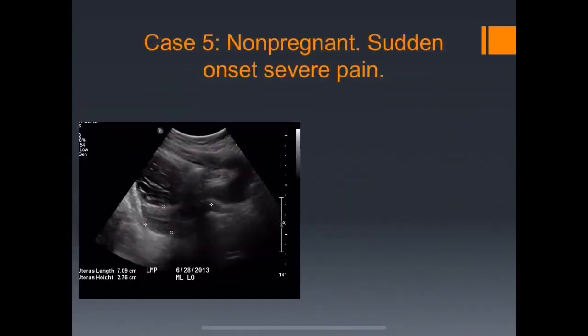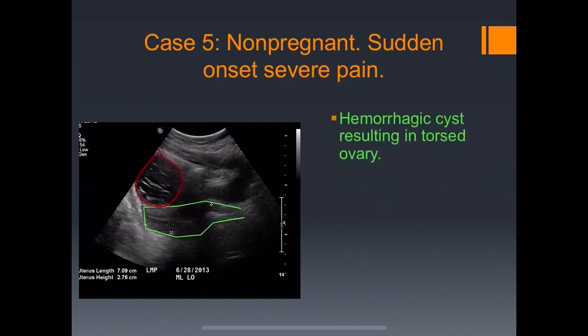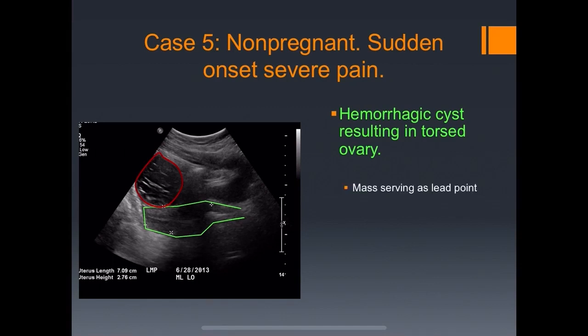Case number 5, non-pregnant with sudden onset of pain. So this was a transabdominal view. So here again, anteverted uterus with calipers on it, midline. And I wanted you to differentiate and see this structure right here and look at the abnormal location anteriorly. So this is a hemorrhagic cyst resulting in a torsed ovary. Basically a mass serving as a lead point. Abnormal location above the uterus. Severe pain. And we didn't see any flow in this case, but again, just a reminder, arterial waveform in an ovary does not exclude the diagnosis of torsion.